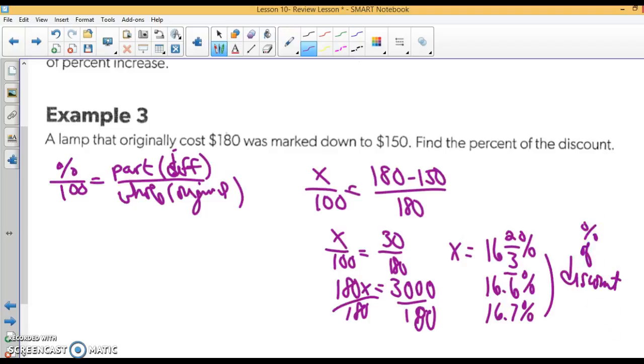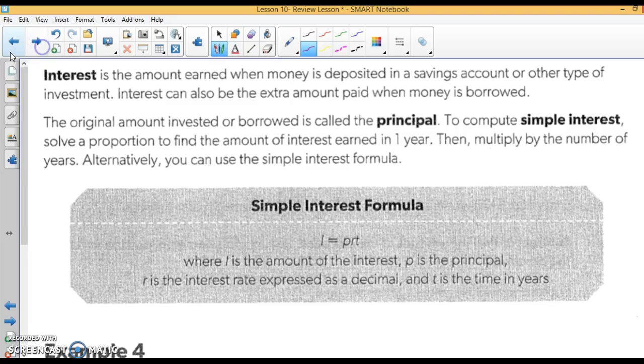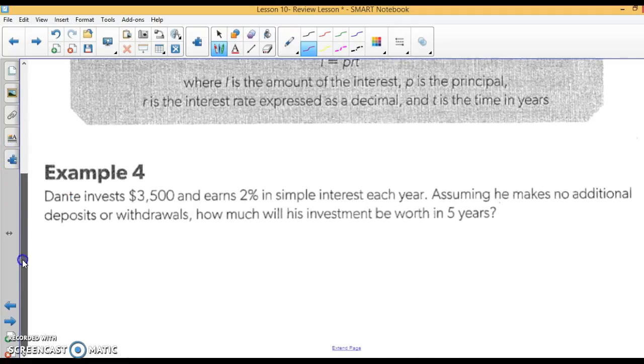Now, if you did that just by dividing 30 by 180, you would get a decimal, and you have to move it 2 places to the right to change it to a percent. I prefer the percent proportion because then that takes that out of it. All right. Example 4. Again, if you want to take time to read this, feel free. But this is a review.